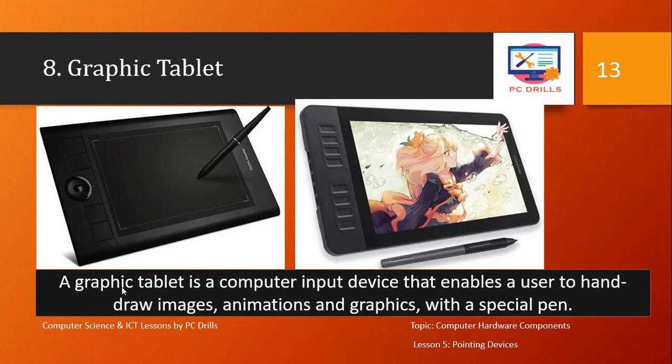Next, we have a graphics tablet. It looks kind of like a phone, but it has a particular pen that you use to draw. It's mostly used for drawing. On the left, you see how it looks. On the right, you see an image that's already been drawn using it. For the definition, we can say a graphic tablet is a computer input device that enables a user to hand draw images, animations, and graphics with a special pen.